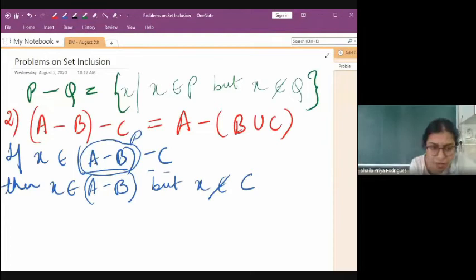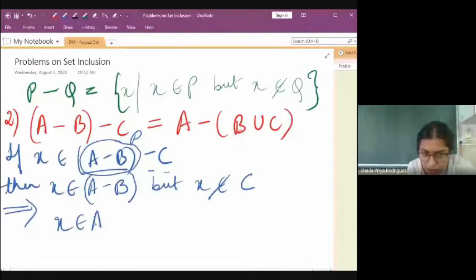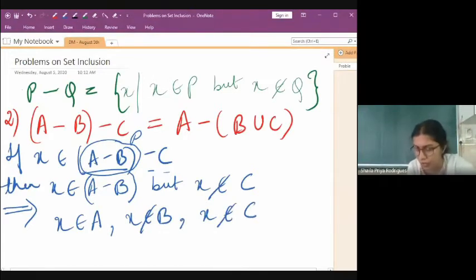Next, what happens if x is in the set A minus B? What does it mean? The same way, if x is a part of A minus B minus C, x then is in the set A minus B but not in C. If x is now a part of A minus B, it means that x belongs to A, but x does not belong to B. Look at this definition of difference of two sets to say this. And we still have that x not belonging to C, right?